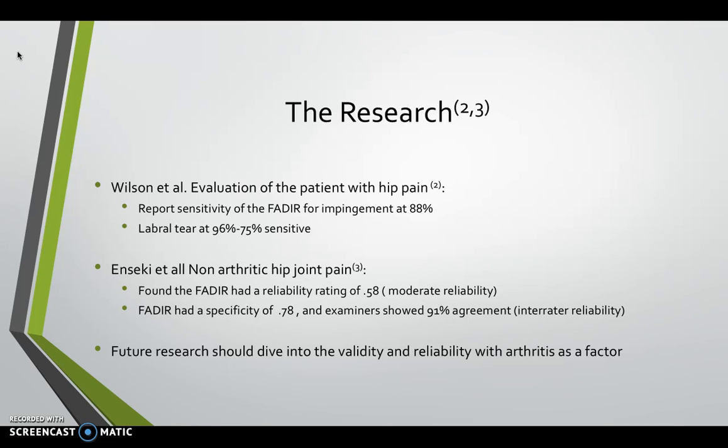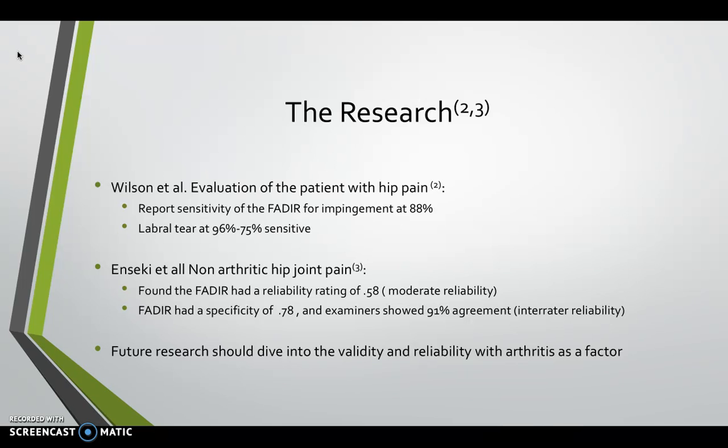So that's really good. For future research, I think they should dive into the validity and reliability for patients with arthritis. I couldn't find an article that actually talked about patients with arthritis and whether the FADIR is valid or not based on their findings. In my opinion, at the end of the day, I think the FADIR is a good test, and it's not difficult to implement. It's very quick. You'll see in the next slide how fast it goes by. I also think it's good because if you combine it with the FABER, you have a very strong case for finding hip pathology, specifically in the articular cartilage or the surfaces of the joint, which is really nice.